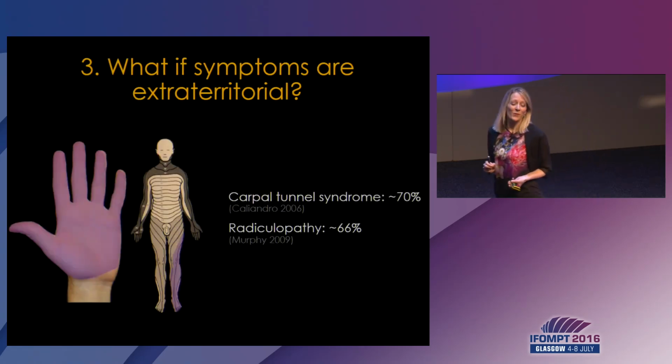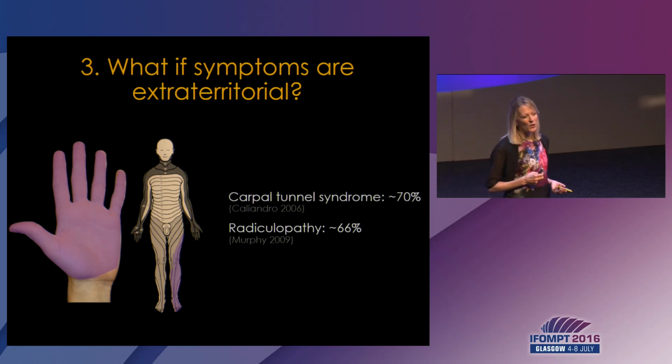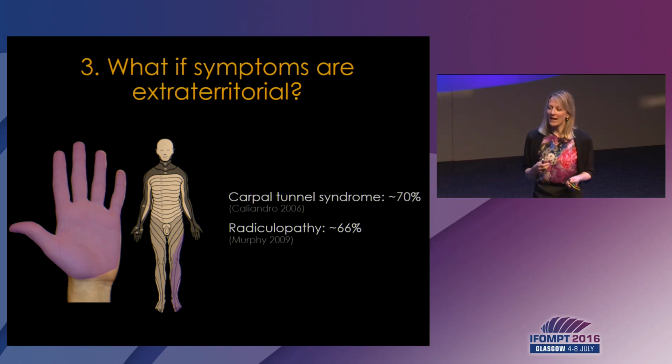Now, let's come to one topic that is really quite close to my heart, and that is, what if patients have extraterritorial symptoms? We all have learned that a patient with carpal tunnel syndrome should have symptoms in the median nerve territory of the hand, and in an L5 radiculopathy, they should have symptoms that go exactly in the dermatome. And then I went to clinics, and it was just not like that. And I'm sure you have all made the same experiences.